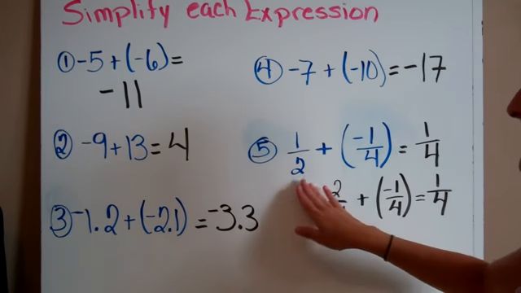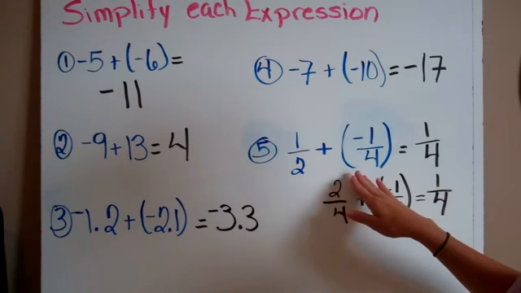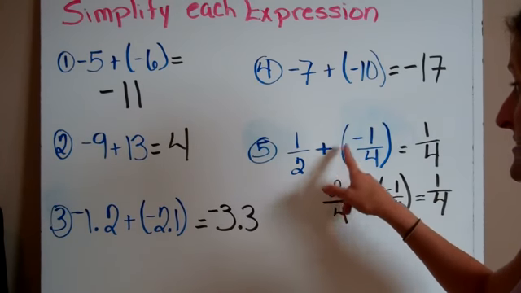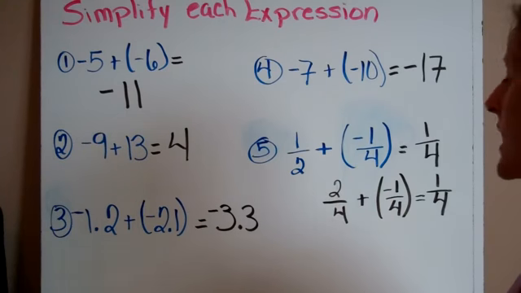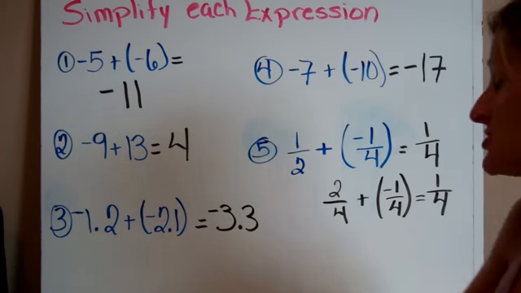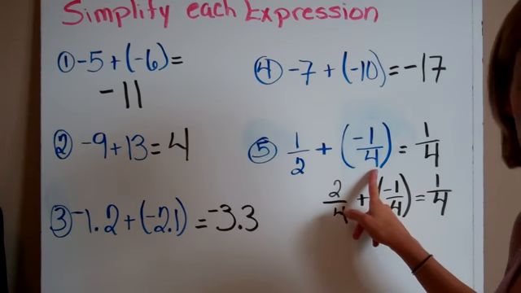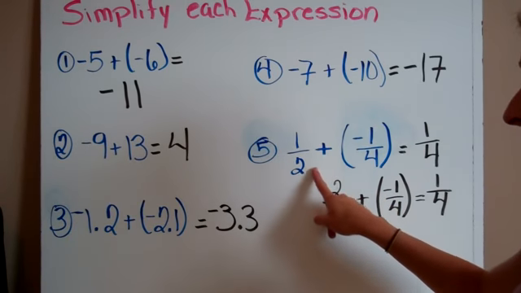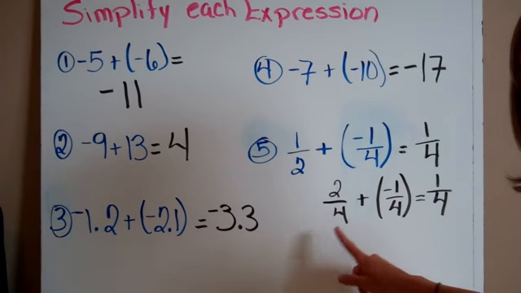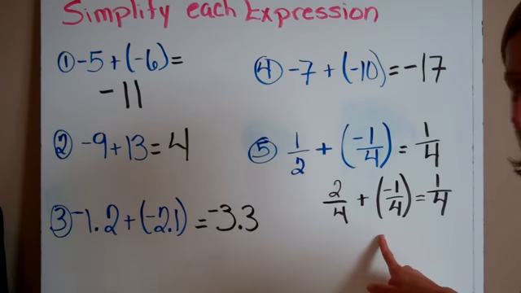Now number 5, we have 2 different signs. We also have fractions, 1/2 plus a negative 1/4. Now, we need to make sure first they have common denominators. Now 2 also goes into 4, so I'm going to change my 1/2 to 2/4. It's the same as 1/2, just written so that now I have common denominators.